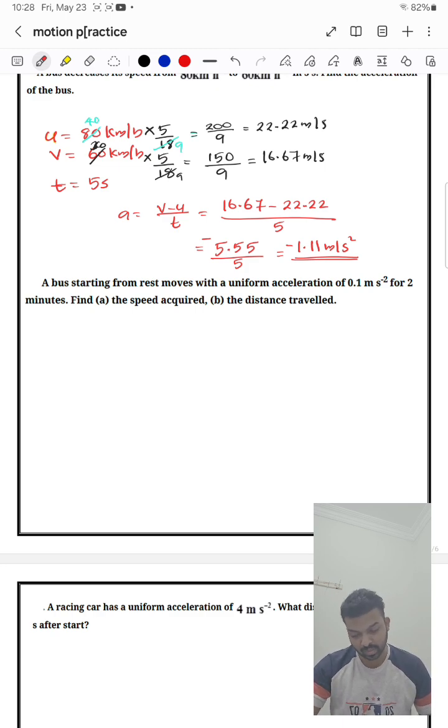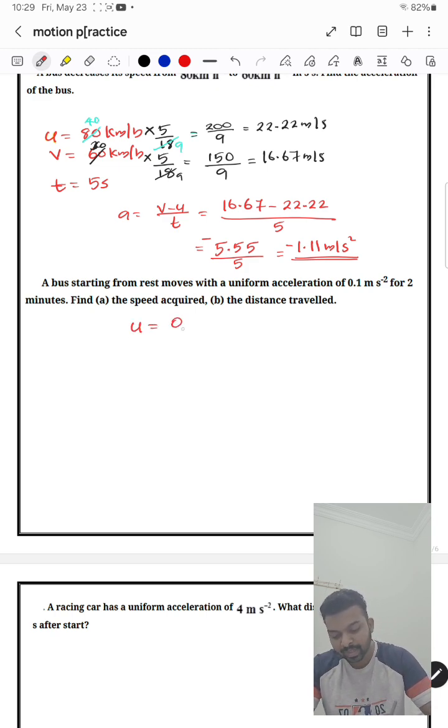Okay, now we are going to the next question. What's the next question? A bus starting from rest moves with a uniform acceleration of 0.1 meter per second square for 2 minutes. So there is a bus starting from rest. What does rest mean? Rest means u is equal to 0 meter per second. With a uniform acceleration of 0.1 meter per second square.